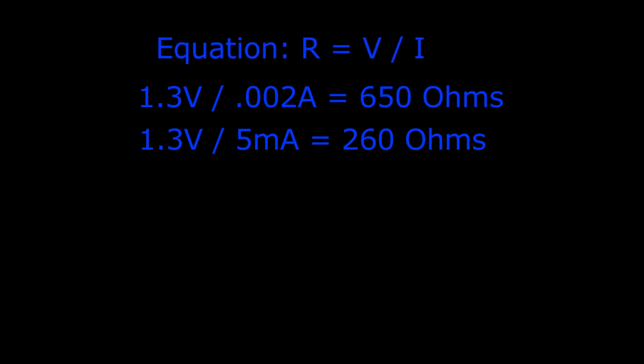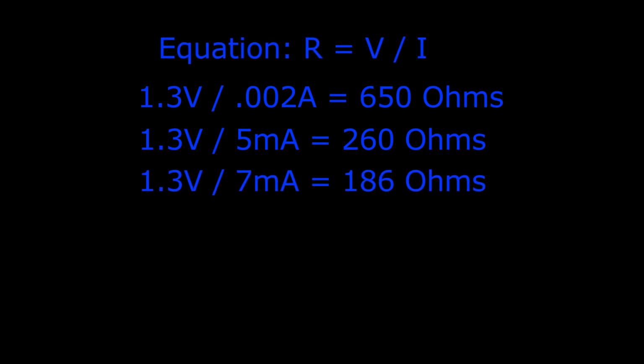And then if we want to run 7 milliamps to make the LED even brighter, we take the 1.3 volt drop across the resistor, divide it by 7 milliamps, or 0.007, which is equal to 186 ohms. Now the problem is I don't have a 186 ohm resistor. However, I do have a 180 ohm resistor.